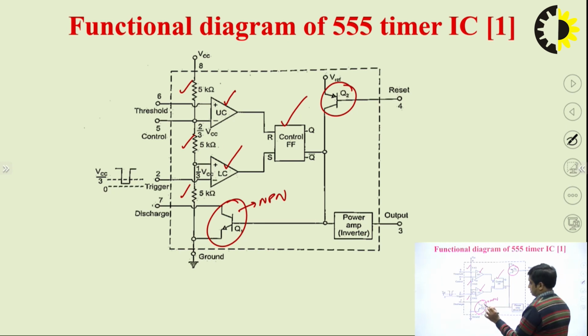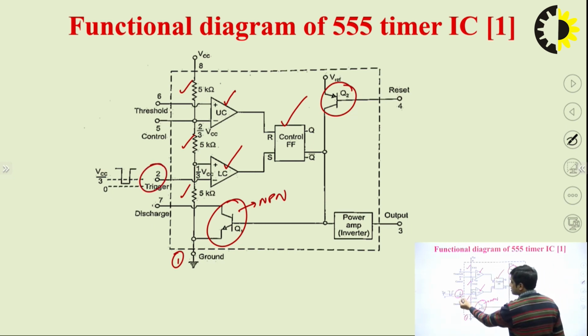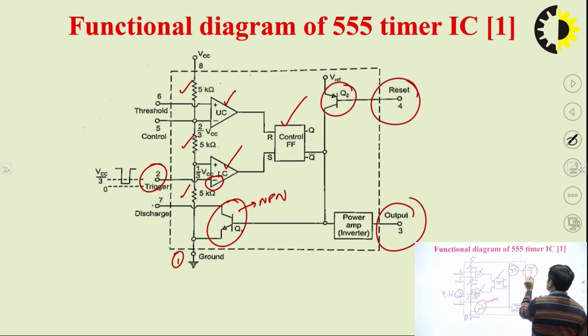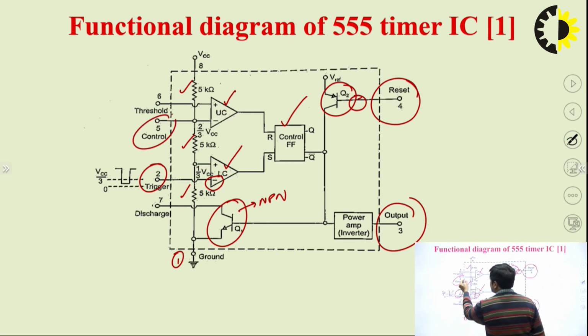You can see that pin number 1 is the ground pin. Pin number 2 is the trigger pulse, applied at the inverting terminal of the lower comparator. From pin number 3 we take the output. Pin number 4 is the reset pin, connected to the base of this PNP transistor. So if we want to reset the output, we apply a negative pulse, because this is a PNP transistor. Pin number 5 is the control voltage, connected to the inverting terminal of the upper comparator.